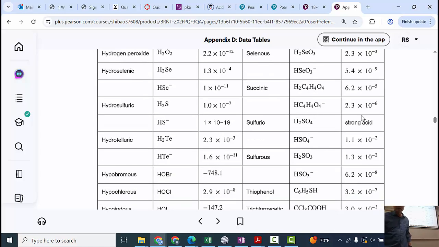Succinic acid is pretty good too. That might work here. Not succinic acid, but hydrogen succinate. This is getting close to 0.1 times 10 to the minus 6. Thiophenol. We avoid thiols. Thiols smell bad in general, these sulfur-containing compounds.